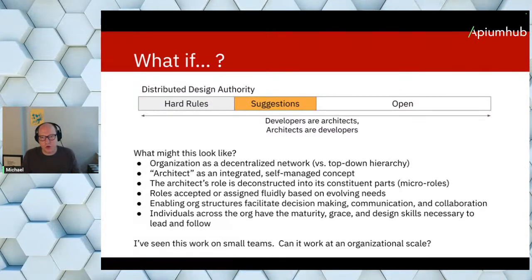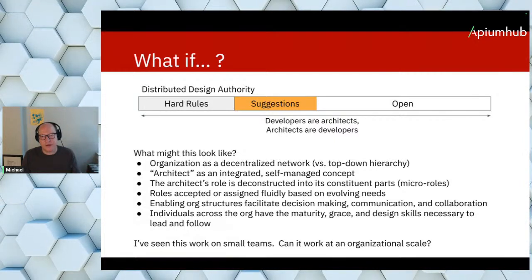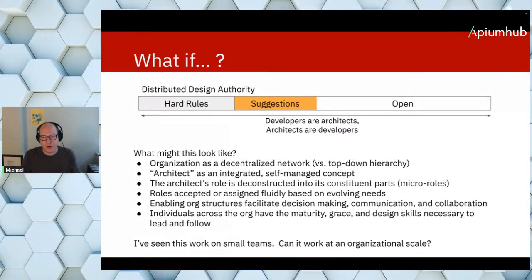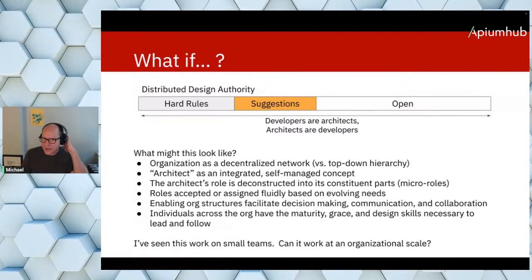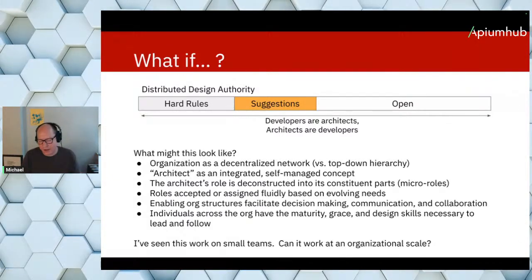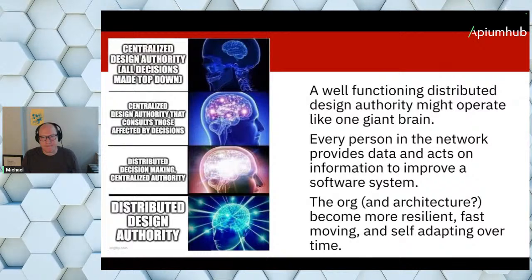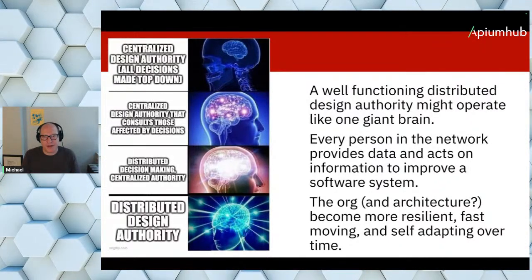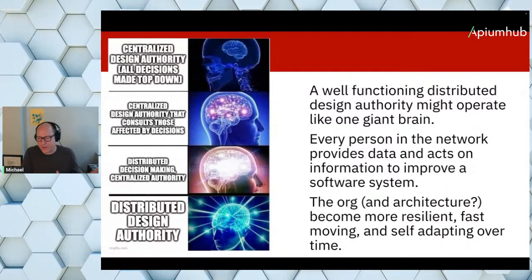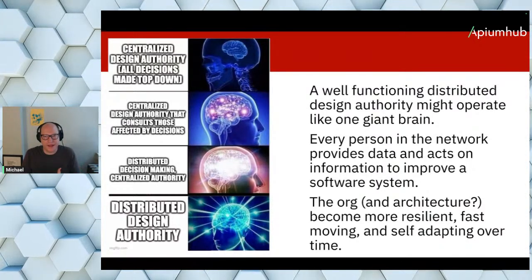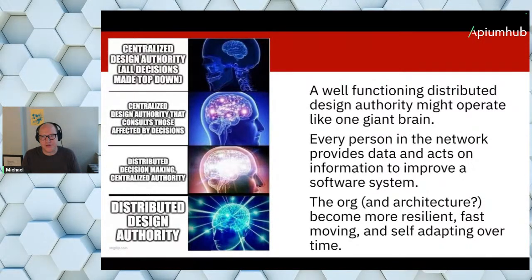This definitely works on small teams, right? All this idea totally works on small teams. And I don't know, can it work at an organizational scale? Can it work at a large organizational scale? This idea of a distributed design authority is something I've been working on for a while, but it's become increasingly interesting recently.